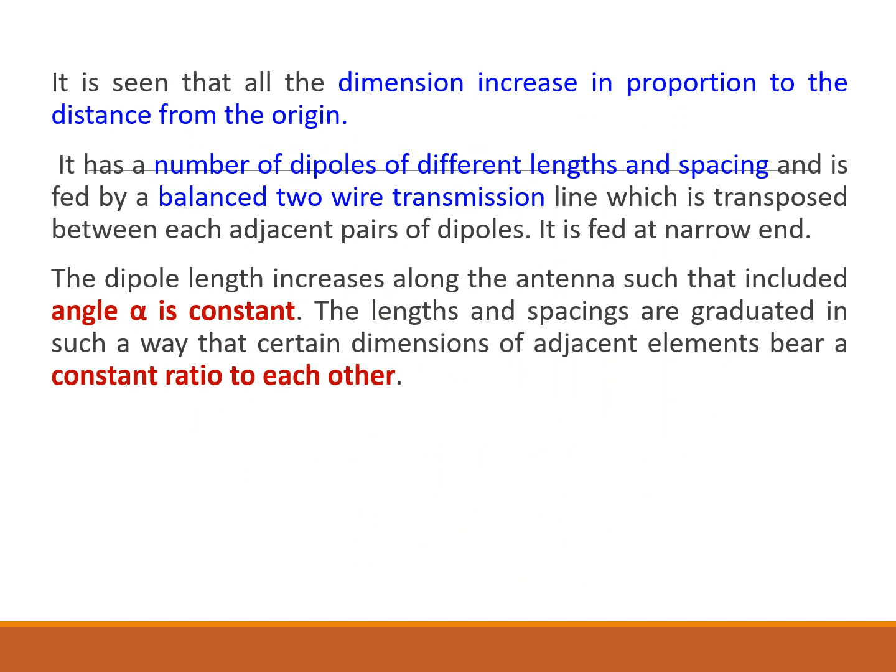Now, when we look into the diagram, what we saw is that the dimensions increase in proportion to the distance from the origin, right? And a number of dipoles of different lengths and spacing are fed by a balanced two-wire transmission line, which I explained to you in the previous slide. And what is constant? The included angle alpha is constant. And when we move on, the lengths and spacings are graduated in such a way that the dimensions of adjacent elements bear a constant ratio to each other.